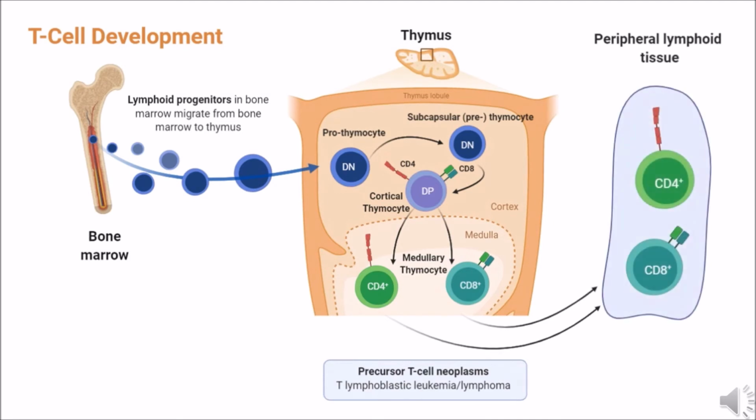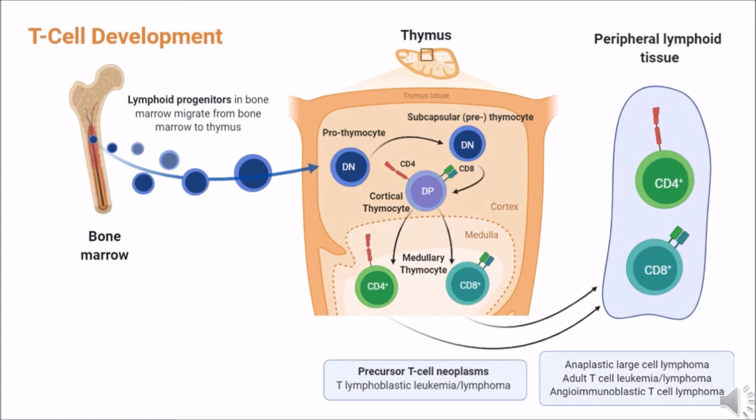Mature CD4 and CD8 positive T-cells are then released into the circulation to colonize peripheral lymphoid tissue, peripheral T-cells. Anaplastic large cell lymphoma, adult T-cell leukemia lymphoma, and angioimmunoblastic T-cell lymphoma develop in these sites and are termed peripheral T-cell lymphomas.